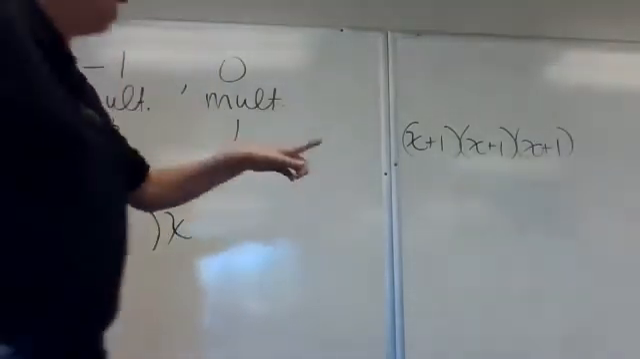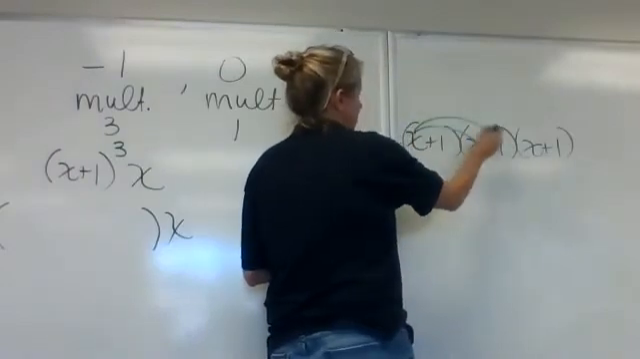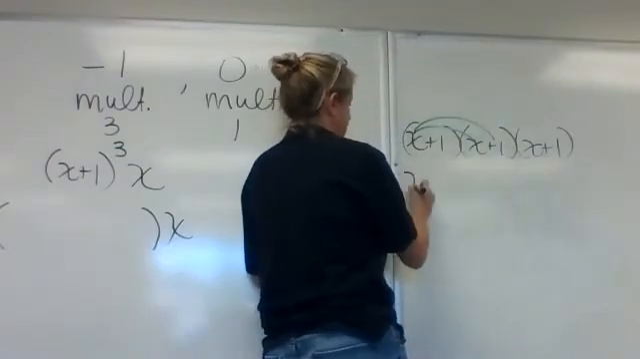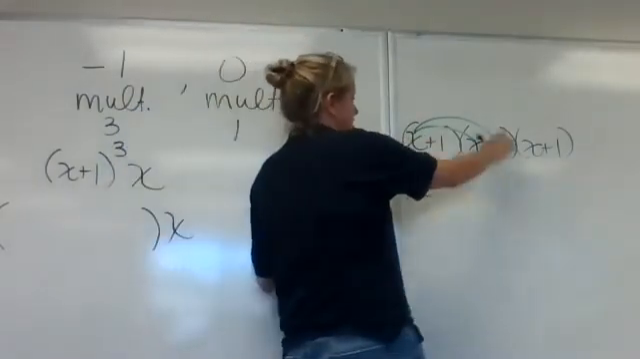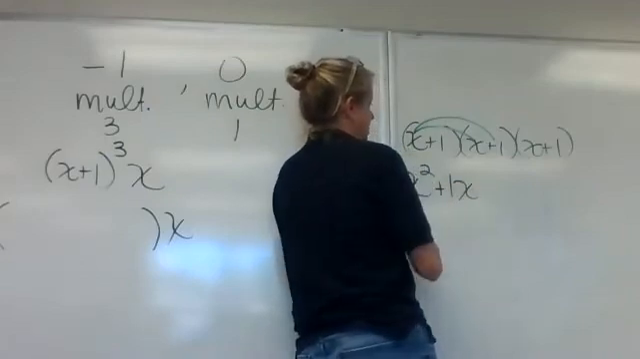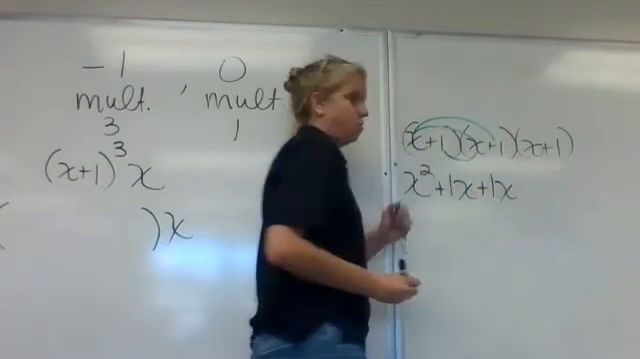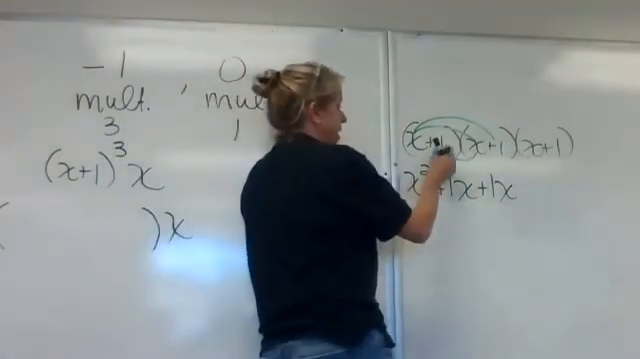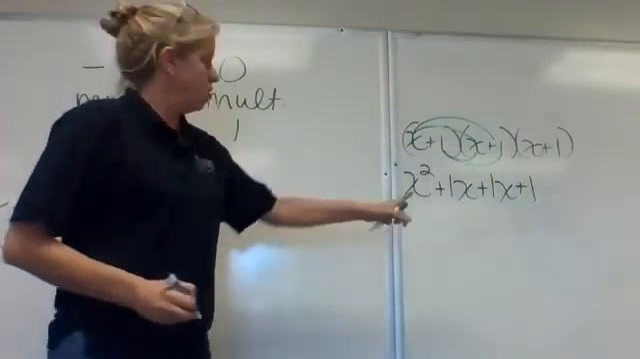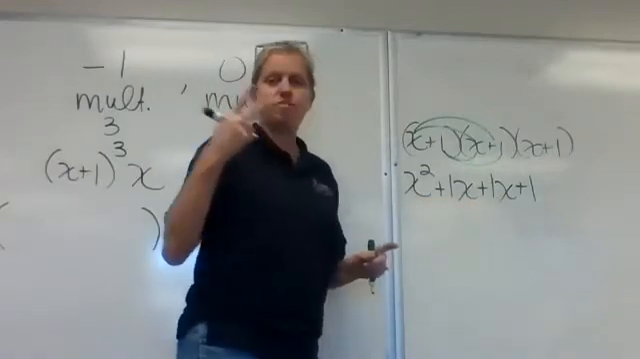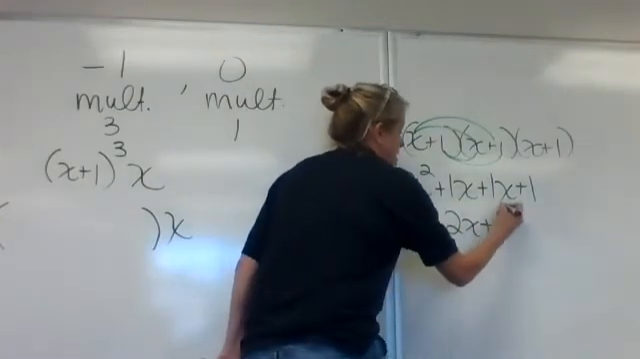Okay, so I'll have to FOIL my first two together, the x plus 1, x plus 1. So x times x gives me x squared. X times 1 is 1x. My inside, another 1 times x is 1x. And then my last 1 times 1 is 1. When you put these x's together in the middle, then you have two x's in the middle. So you've got x squared plus 2x plus 1.